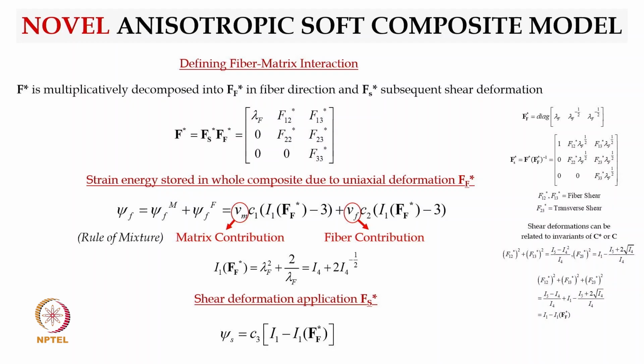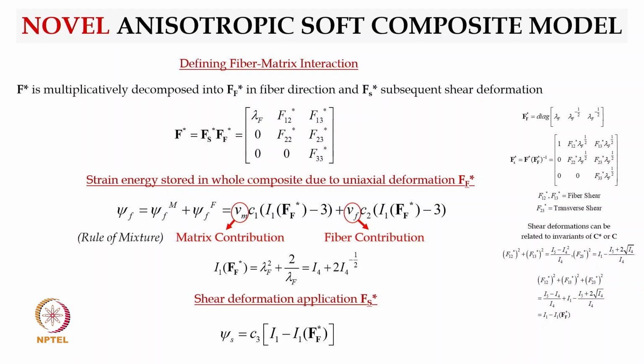So if you are looking at Ff star, that is a diagonal matrix on the right side: lambda f, then lambda f to the negative half, which means square root, and then lambda f to the negative half again, square root, right. Fs star is given by F star times the inverse of Ff star, which is just a different way of looking at it, kind of a unitary method for the matrix, right.